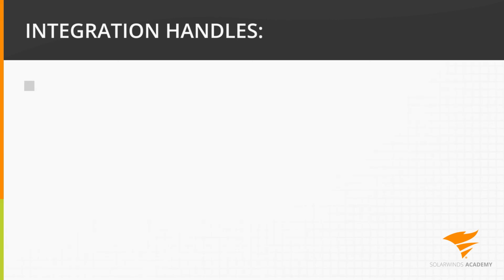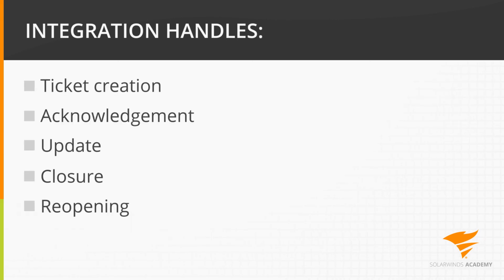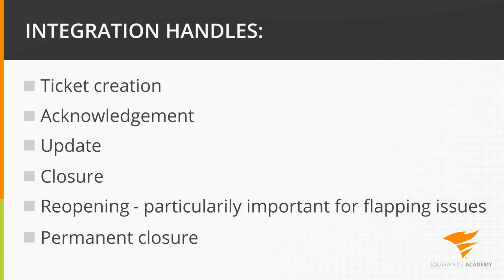Integration handles ticket creation, acknowledgement, update, closure, reopening, and permanent closure. Reopening is particularly important for flapping issues. It's much more efficient and easier to understand a single ticket with a history of flapping rather than dozens of tickets opened and closed separately.